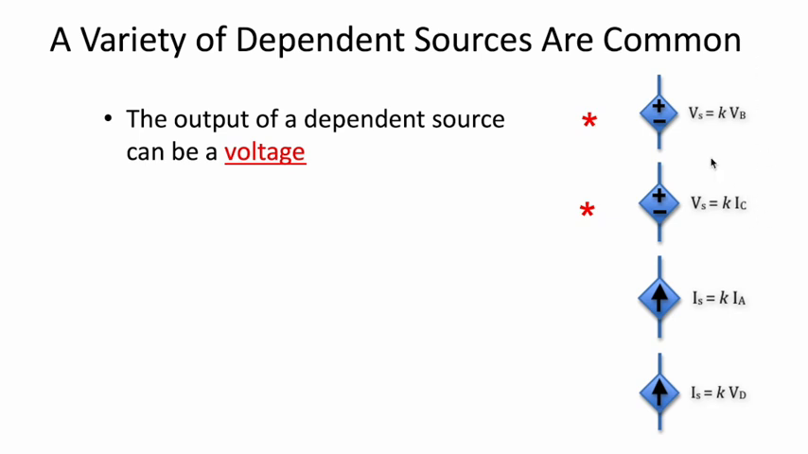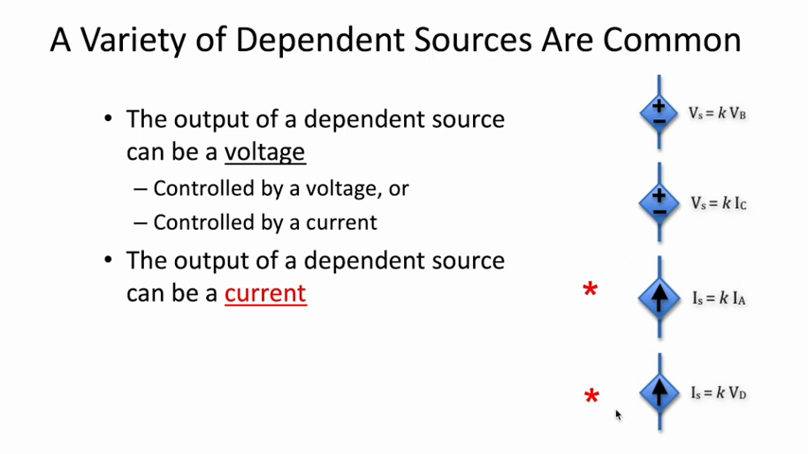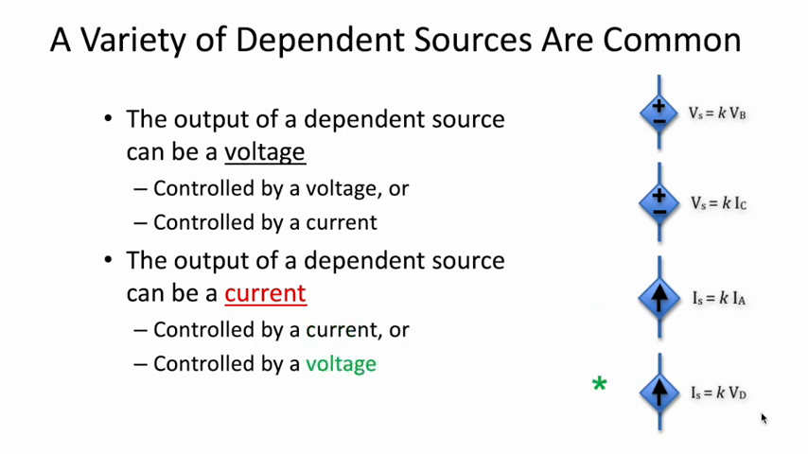In these upper two examples, we see the diamond shape with the plus-minus polarity, indicating that these dependent sources generate a voltage as an output. That voltage in the first case is controlled by another voltage. You see a constant K times some other voltage VB. K is often given in an introductory type of problem. We can also have a dependent voltage source that's controlled by a current, as the second case shows: K times IC, some other current in the circuit. The output of a dependent source can also be a current, which is controlled by a current or controlled by a voltage.